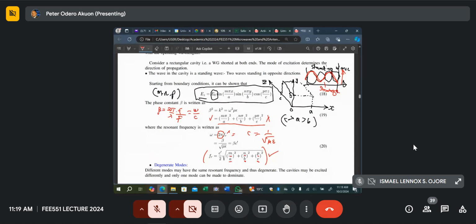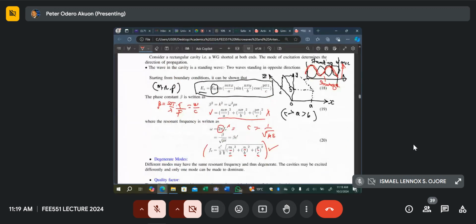One of you was asking before. So we call that degenerate mode. So different modes may have the same resonant frequency and thus degenerate. But because you can excite the resonant cavities in different ways, you have opportunity to excite from this end, okay, all the 6 faces. So you may not have to work with degenerate modes.